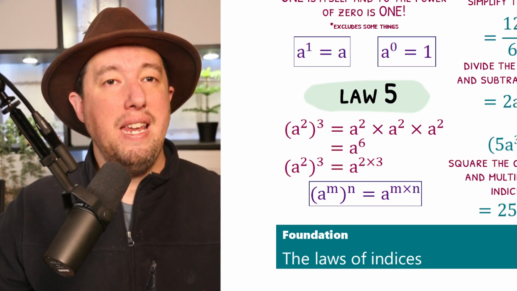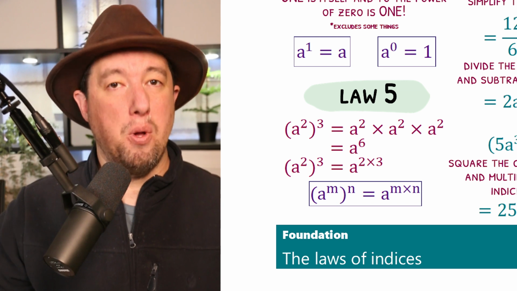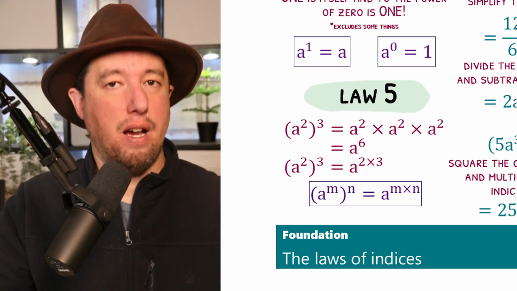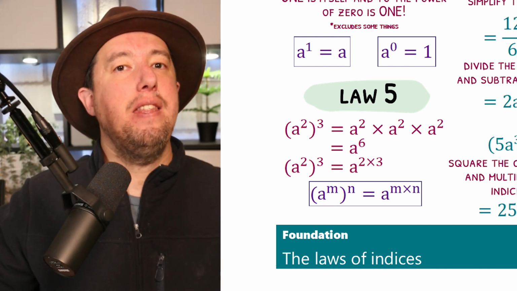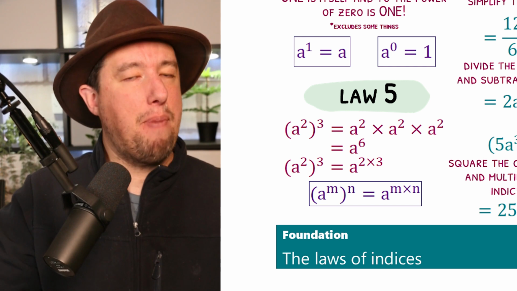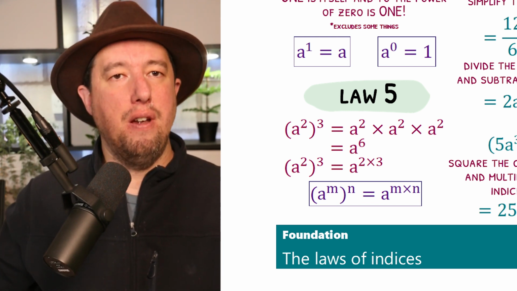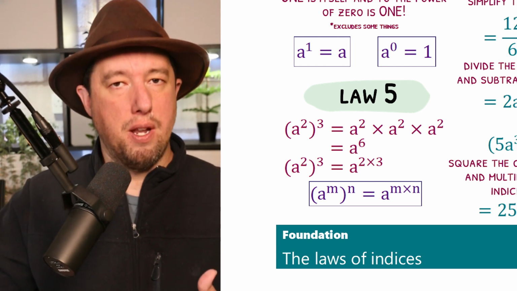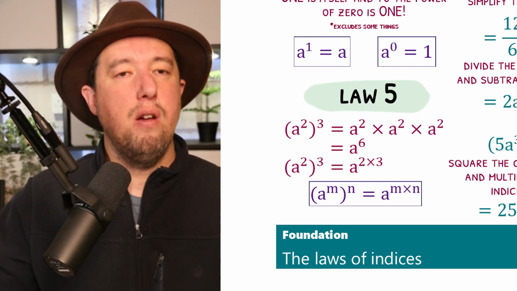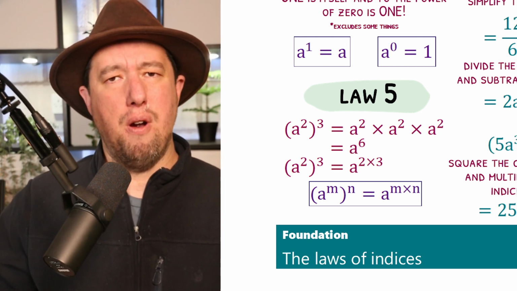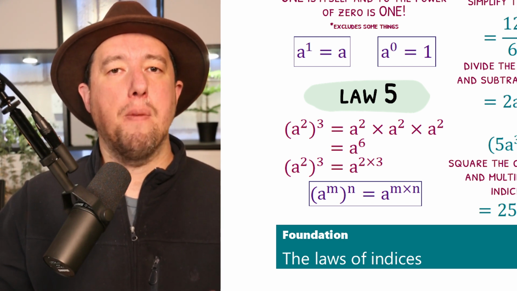When you have a power inside and outside a bracket, multiply the indices. A to the power of 3 can be written as a times a times a. So a to the power of 2 to the power of 3 can be written as a to the power of 2 times a to the power of 2 times a to the power of 2. Using law 1, we'll do 2 plus 2 plus 2, or 2 times 3, which is 6. Law 3 states that we do not need to go through this long process, we can simply multiply the indices together.